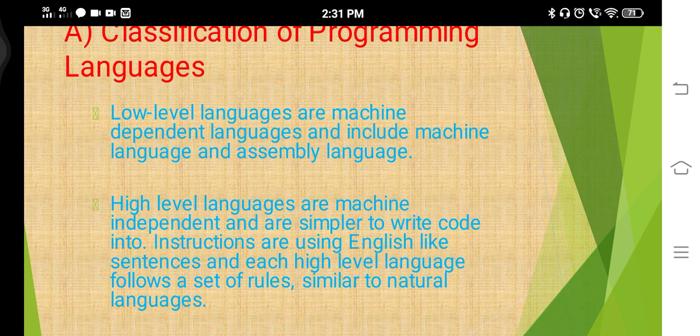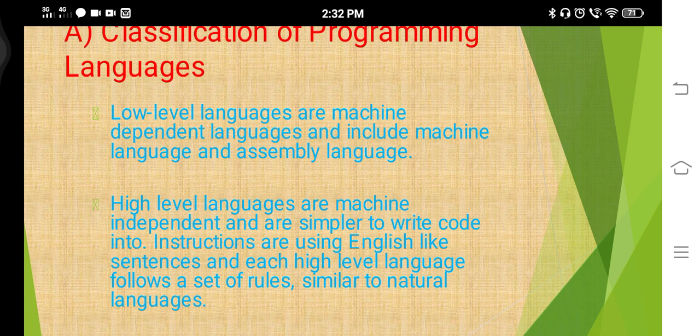Now, in programming tools we require the classification of programming languages. Classification of programming languages means, see here, it is very difficult for a human being to write instructions in the form of ones and zeros. So different types of programming languages are developed through coding.